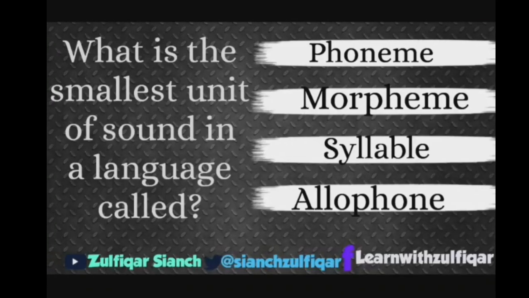What is the smallest unit of sound in a language called? तो जो स्मॉलेस्ट यूनिट है साउंड का इन लैंग्वेज में उसको हम फोनीम बोलते हैं, that is phoneme. Phoneme is the smallest unit of sound in a language. तो ए ऑप्शन इज़ द करेक्ट ऑप्शन.